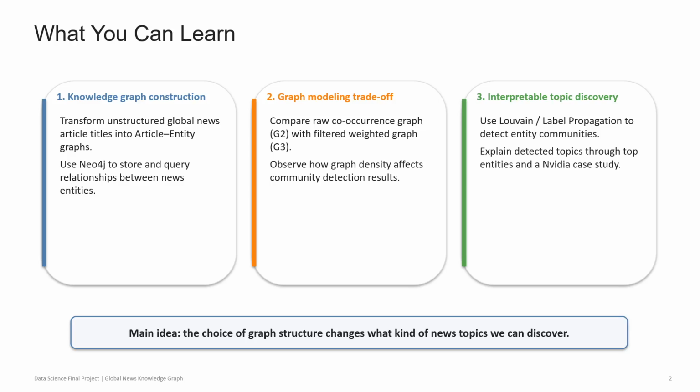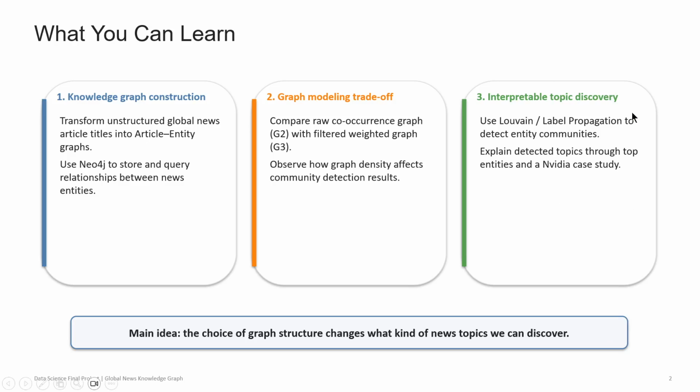There are three main things you can learn. First, you can learn how to construct a simple knowledge graph from news data. We start from unstructured news titles, extract entities such as companies, people, countries, and products, and then store these entities and relationships in your project. Second, you can learn the trade-off between different graph modeling strategies. In this project, we compare a raw co-occurrence graph and the filtered weight graph. The raw graph keeps more relationships, while the filtered graph removes weak or noisy relationships.